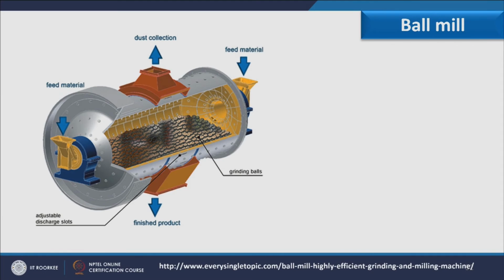In this figure, a cut section of the ball mill is shown. From two sides we have the feed inlet material, and from here we have the finished product, and from the top the dust which is generated due to grinding action is taken out. So, for effective or highly efficient grinding, we use this type of assembly. For more, you can go through the link placed at the bottom of this slide.